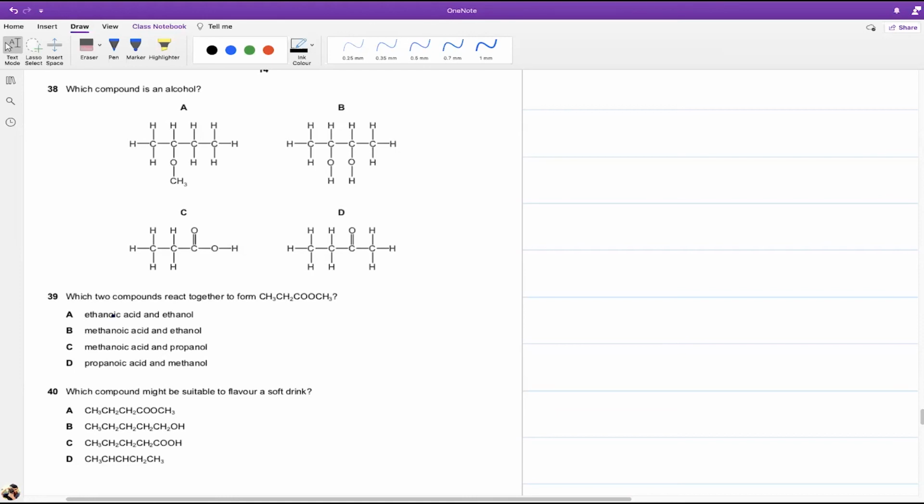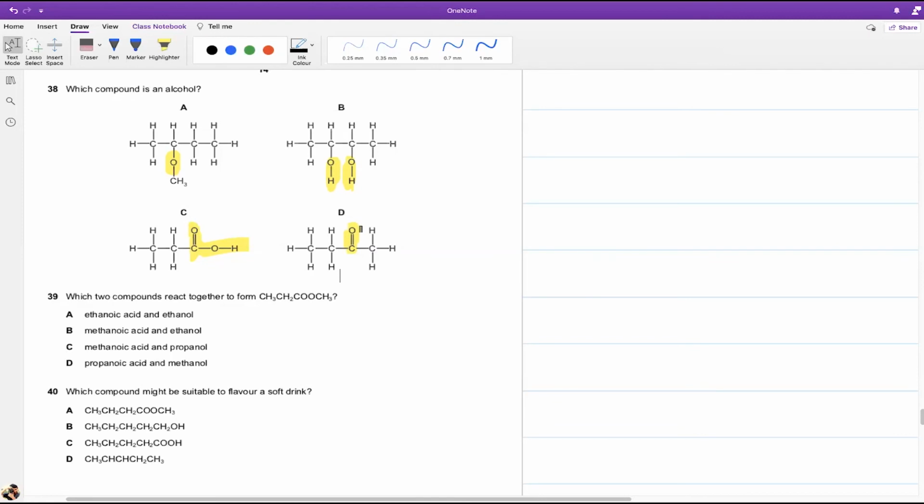Which compound is an alcohol? Anything with OH in it. अब इसको देखते हैं जरा. हमारे पास OH है, यहाँ पे है, यहाँ पे है. This is a diol, clearly an alcohol. This thing has an ether in it. So this is an ether, not an alcohol. This thing has COOH in it. This is an acid. And this thing is a ketone, which is beyond the O-level syllabus. So the answer is B.